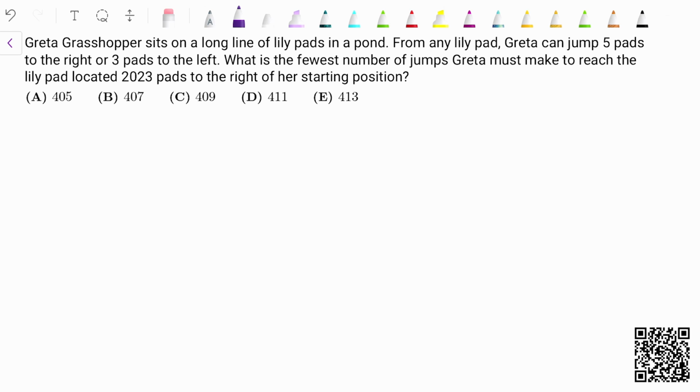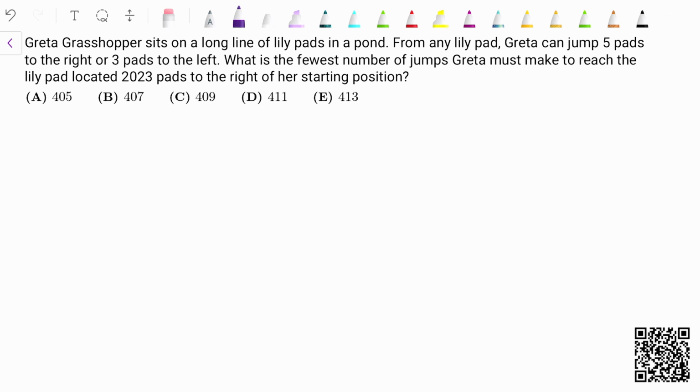Okay, so since Greta can only jump 5 pads to the right, you might think, oh, Greta can just keep jumping to the right. But in that case, Greta will actually jump into the pond because 2023 is not divisible by 5. Well, womp womp Greta. So we need to make a number out of the 3 pads to the left, because that's why they told us this, to make 2023 divisible by 5.